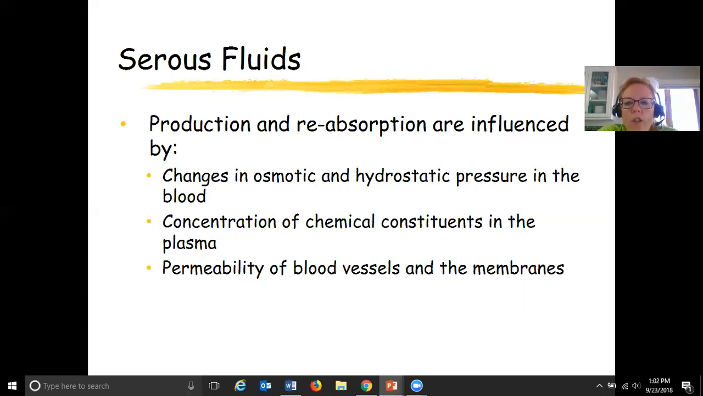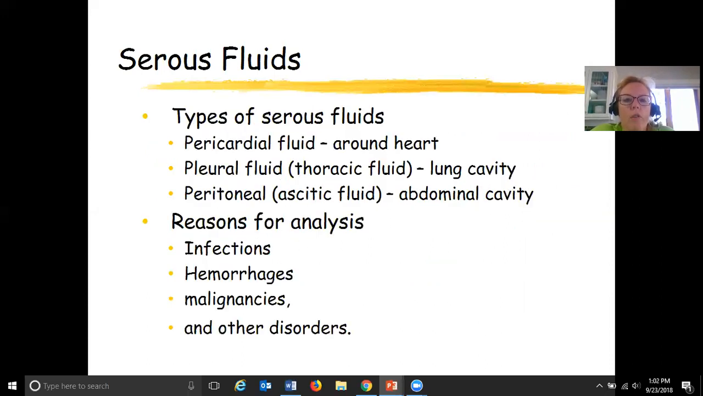So changes in pressure within the blood, concentration of the chemical constituents or ions and chemicals in the blood, and the permeability of the blood vessels and the membranes are all three things that influence the serous fluid production and reabsorption. So just like there's three main body cavities, there's three main types of serous fluid, and they are defined by the body cavity from which they come. So pericardial fluid is from around the heart, pleural fluid or thoracic fluid is from around the lungs, and peritoneal or ascitic fluid is from the abdominal cavity.